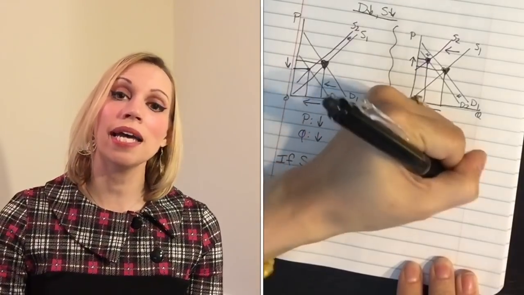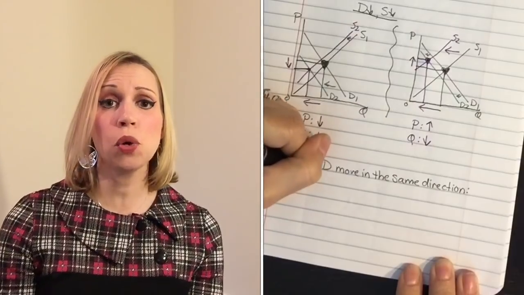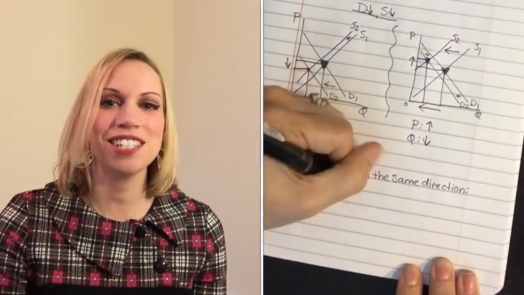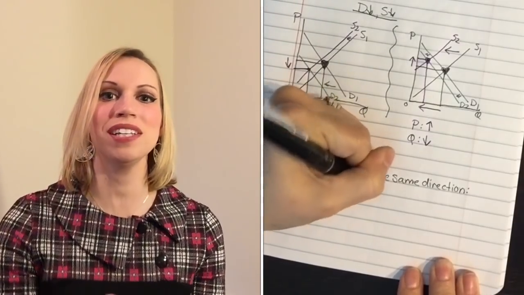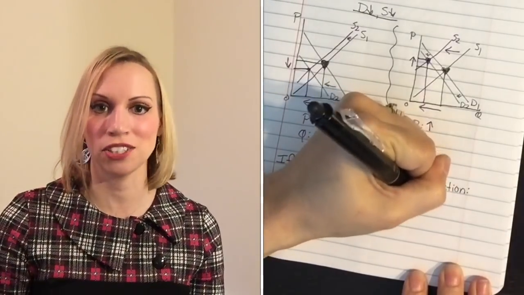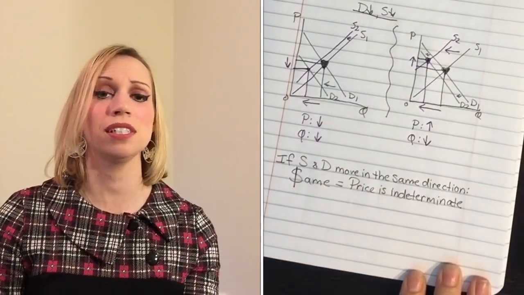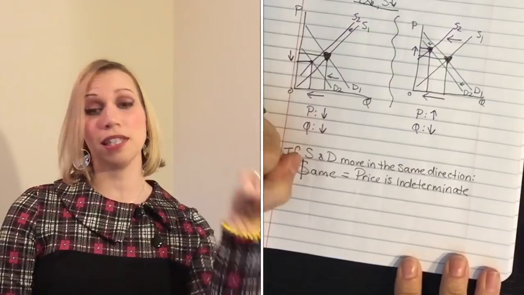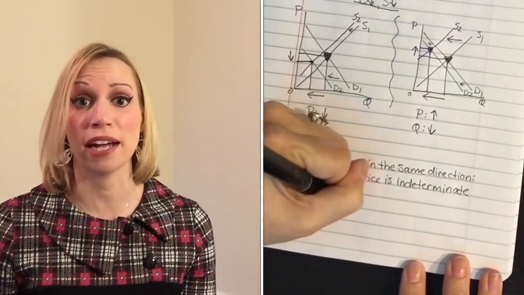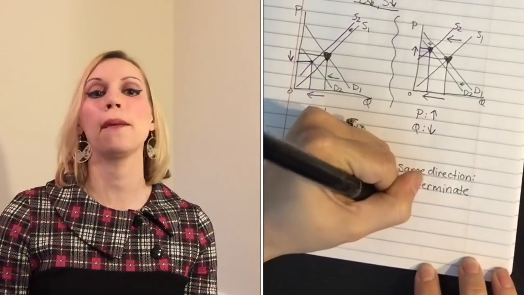If supply and demand are moving in the same direction and you don't know which one is stronger, put a line through that S, and that changes it into a dollar sign. If they're moving in the same direction, cha-ching, price is the indeterminate factor. So if they're both increasing or both decreasing, and you don't know which one is stronger, then instantly you know that same direction, price. Price is the indeterminate factor. So you're not going to be able to figure out what's going to happen to price, but you can graph and figure out what happens to quantity.